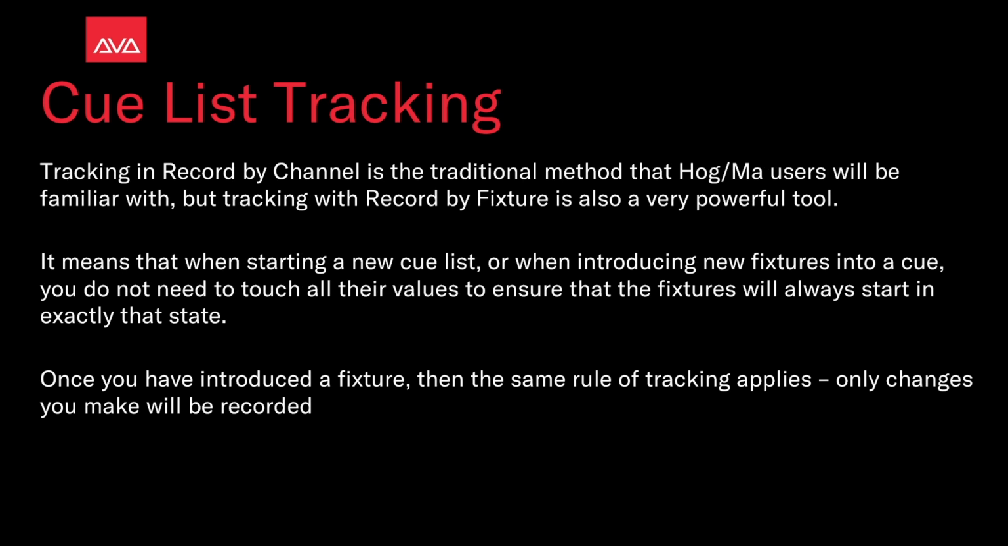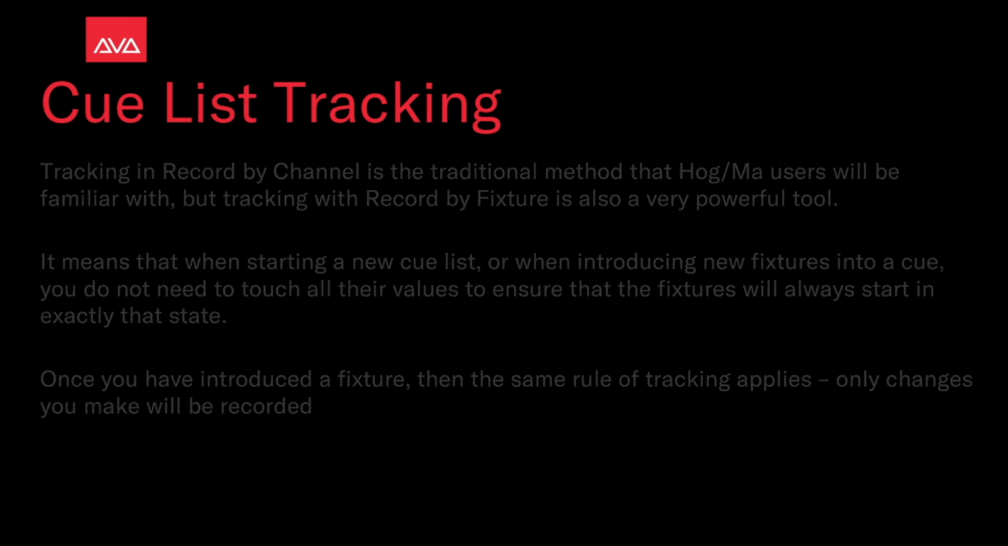Tracking and record by channel is a traditional method that HOG and MA users will be familiar with, but tracking while record by fixture is also a very powerful tool. It means that when starting a queue list or when introducing new fixtures to a queue, you do not need to touch all their values to ensure that the fixtures will always start in exactly that state. Once you have introduced a fixture, the same rule of tracking applies, only changes you make will be recorded.